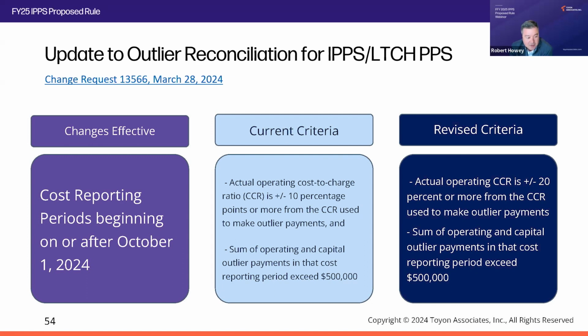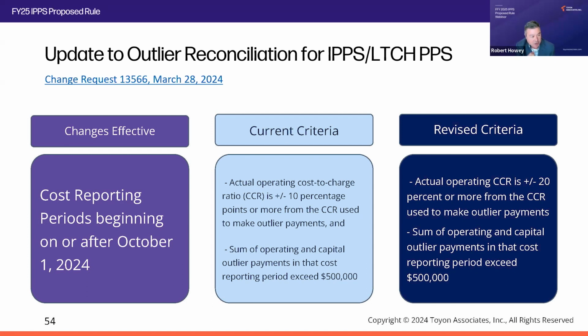And I think now this is going to apply to most hospitals, and we'll walk through it. So the changes become effective for cost reporting periods beginning on or after October 1 of '24. So obviously none of us have filed a cost report. This is your fiscal year '25 cost report. But really how you're filing your '24 cost report is going to affect how you get paid in '25.